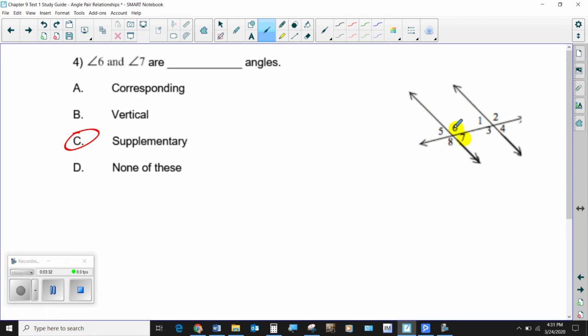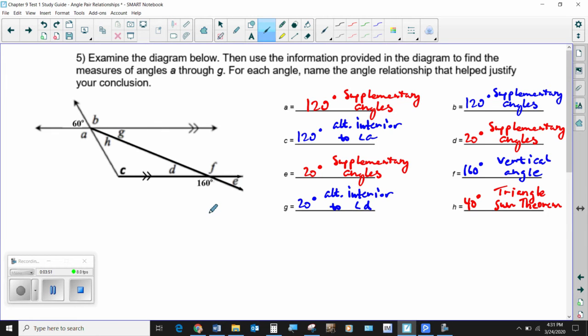Angles 6 and 7, there you go. There's an example of two angles that are adjacent to each other at an intersection, and because they're an intersection of two lines, that means that these two adjacent angles add up to 180 degrees, which is the definition for supplementary angles.